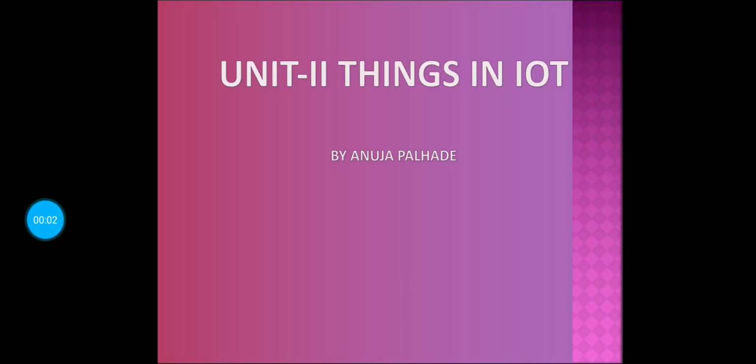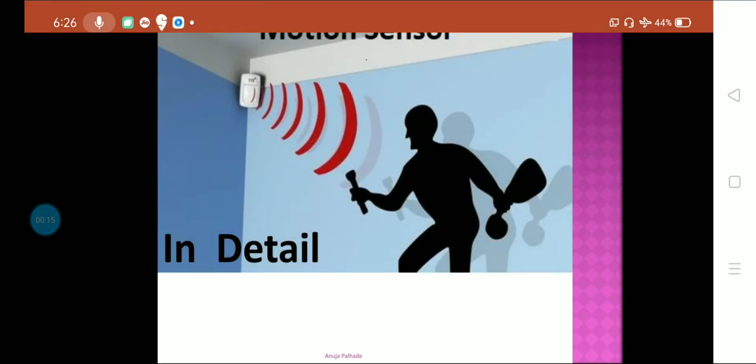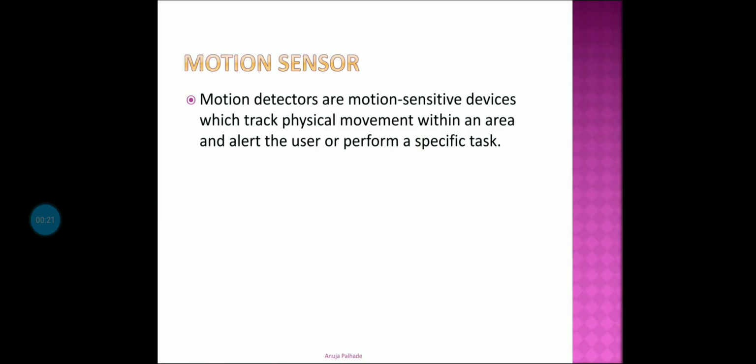Hello all, we are covering unit 2, things in IoT. Up till now, in my previous videos, we have seen the introduction to sensors, light sensor, voltage sensor, temperature and humidity sensor, and today's topic is the motion sensor. So let's start the video to learn the motion sensor in detail.